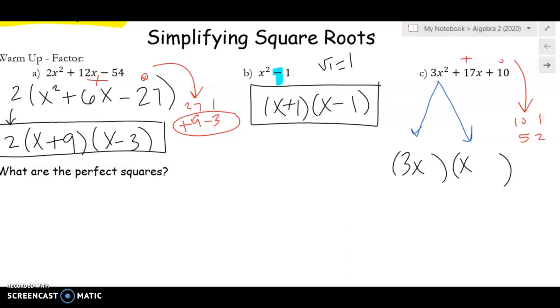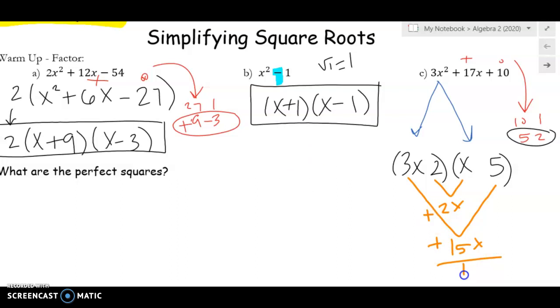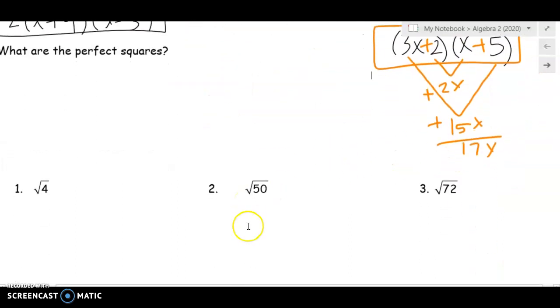It's trial and error. I think I'm going to go with using the 5 and the 2, and I'm going to put the 5 in the back and the 2 in the front. And I remember I used orange pen, and I checked the middle by multiplying, and I checked the outside by multiplying, and I try to get those to 17. So if I added both of those, and they were both plus signs, then it would work, and I factored it correctly. Okay, so again, that's just a recap on factoring very quickly there.